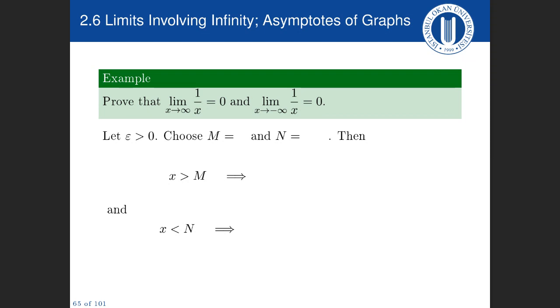For example, prove that the limit as x tends to infinity of 1 over x is equal to 0, and the limit as x tends to minus infinity of 1 over x is also equal to 0.